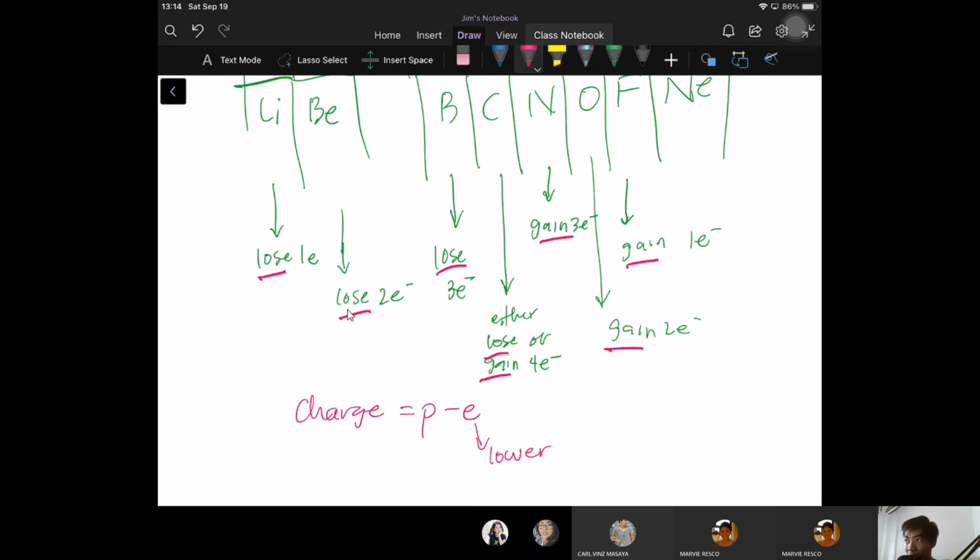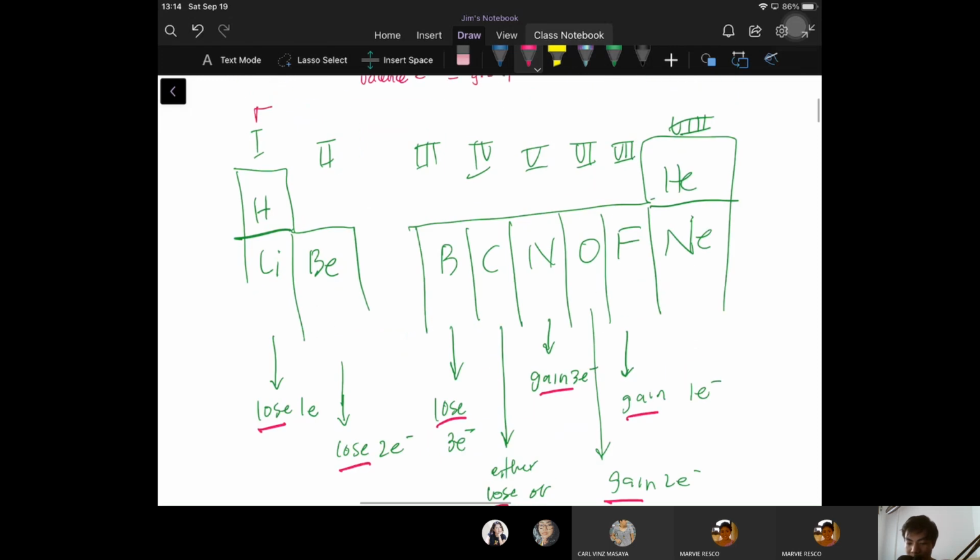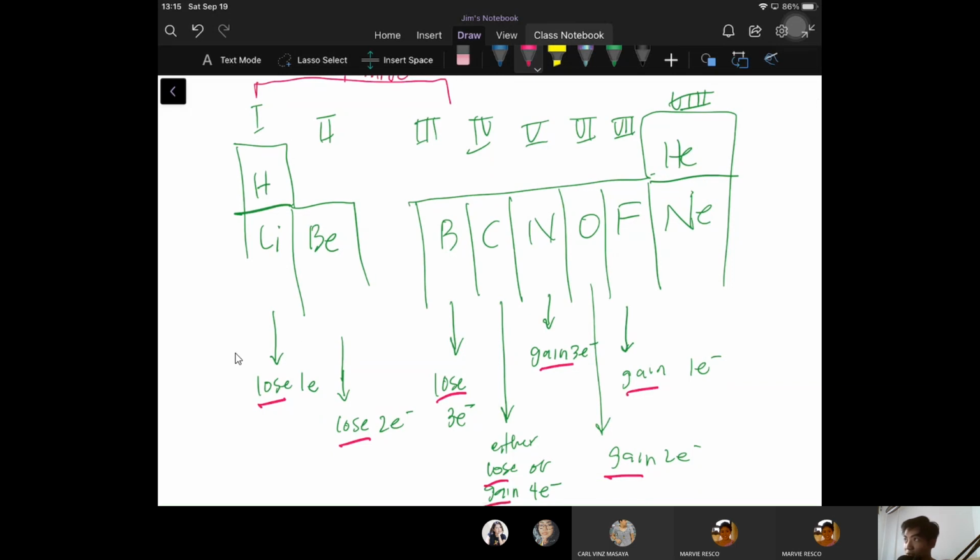So what will happen to the atoms that lose electrons? They will become positively charged na. So itong mga to, sila ay mga positively charged na. Positive. So, yan. Sila yung mga positively charged particles natin, no? Because they will lose electrons, no? How about those who will gain, no?